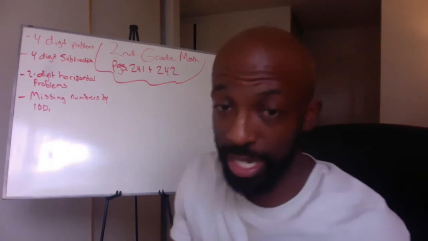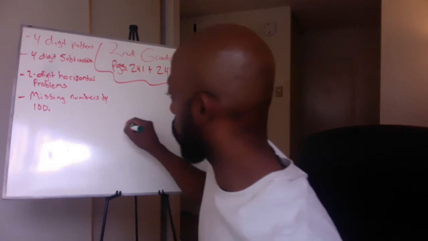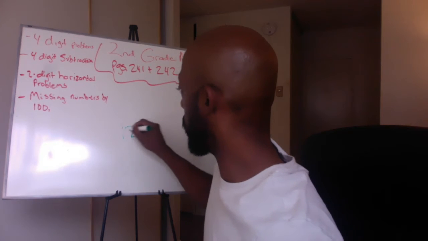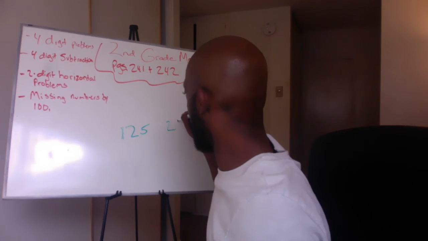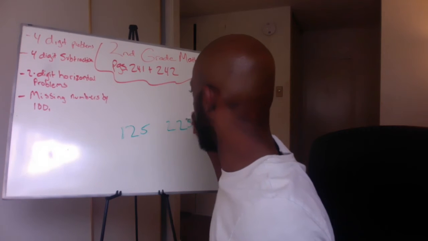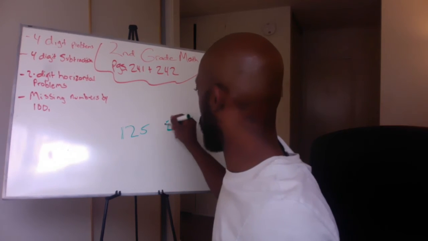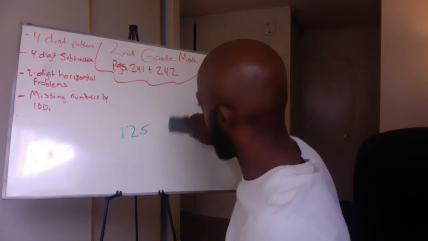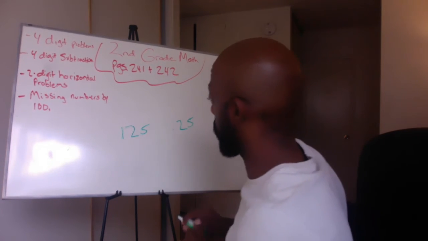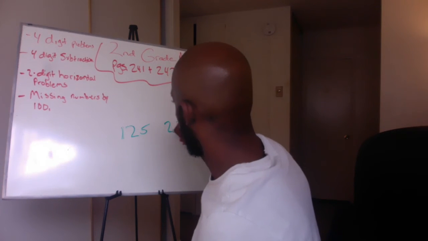All right, so number 5, it says count by 100s. We have the numbers 125. All right. Then we have the number 225. All right. That looks like a Z. I'm just scribbling. Oh, man. What is Mr. Hunter doing? You guys pray for Mr. Hunter. Okay. All right. There we go.